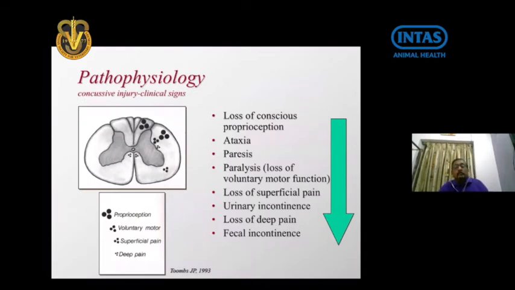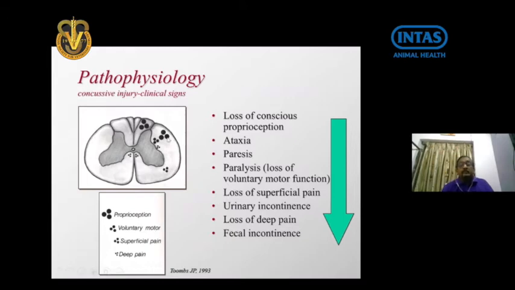Whenever you look at the spinal cord and how the lesions come, some say it looks like an H, some say it's like a butterfly. Take whatever you want. This is the gray matter and that's the white matter. You have the dorsal and the ventral funiculi. I don't want to go into too much detail.